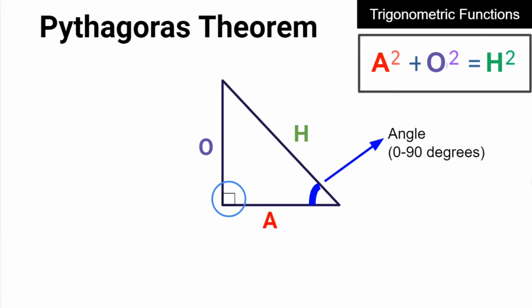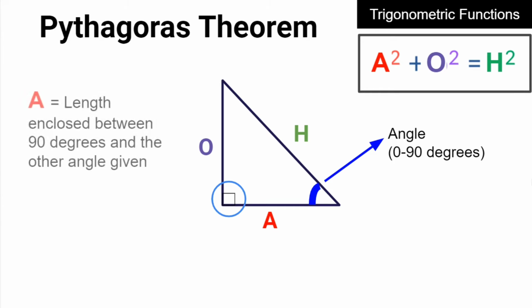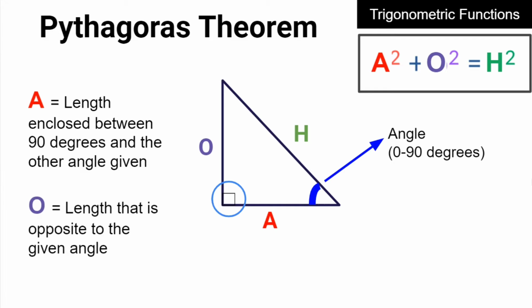Now, coming back to how do we understand which ones are A and which ones are O? So A is the length that is enclosed between the 90 degrees and the other angle given. So as you can see, there's an angle, there is a 90-degree mark, and the length that comes in between these two is our A, and O is basically the length that is opposite to the given angle. As you can see here, we have this blue angle right there, and the length that's right opposite to that is our O, or the opposite, okay?